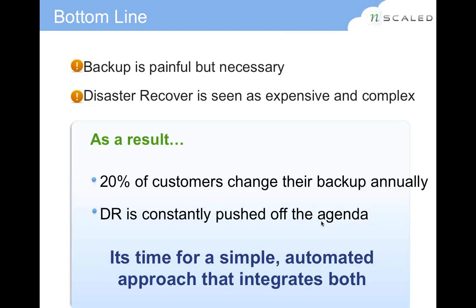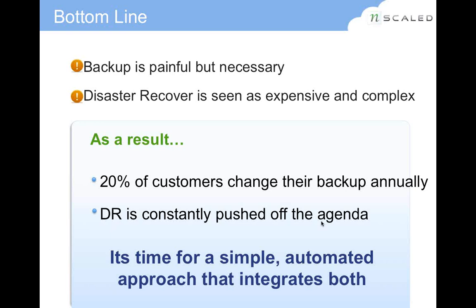So backup is painful, but seen as necessary, right? You need to back up your data and your workloads. And by the way, we are going to talk about workloads here, by which we mean a complete snapshot of a server, the operating system, the application, and the data running on it, rather than just the data at some sort of file level.